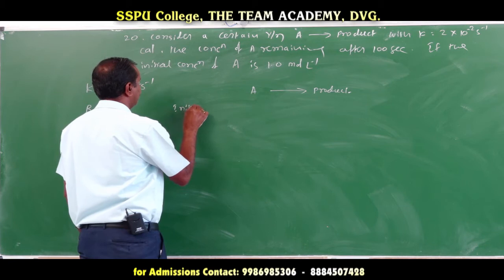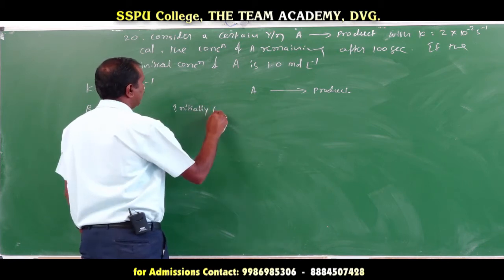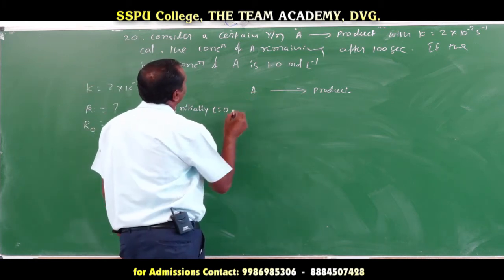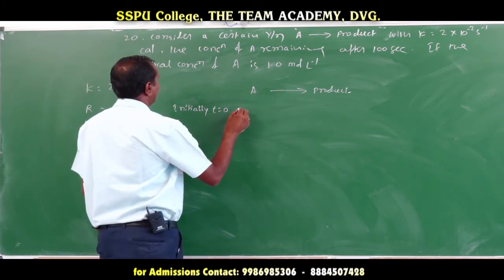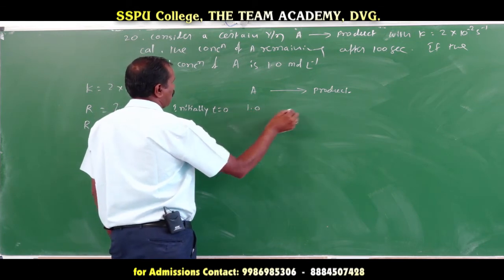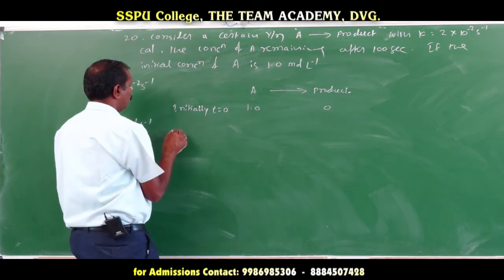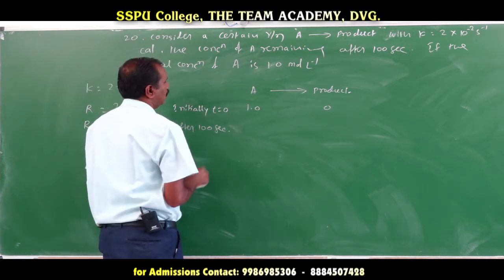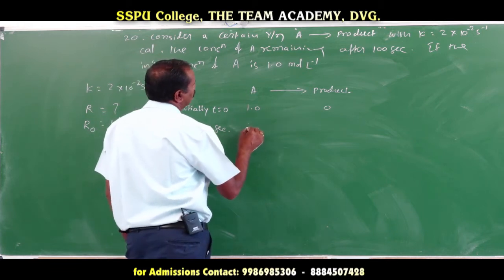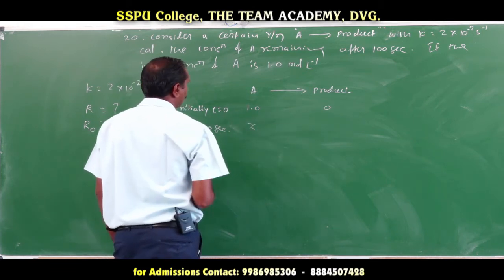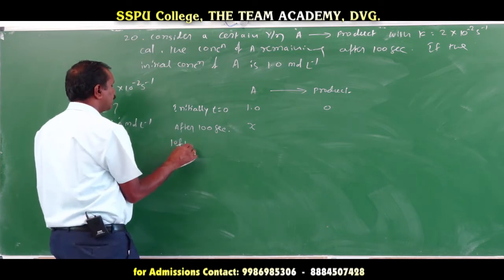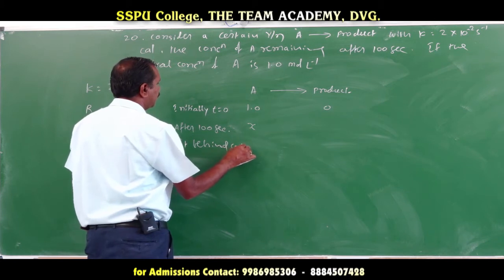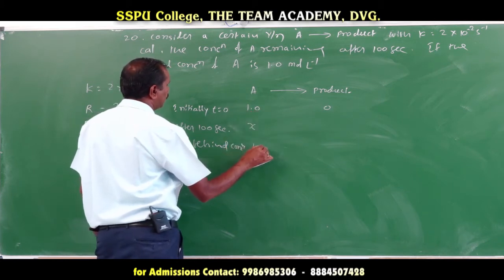Initially, when T is 0, A is 1 mole and the product is 0. After 100 seconds, the amount reacted becomes X, and the concentration left behind is 1 minus x.